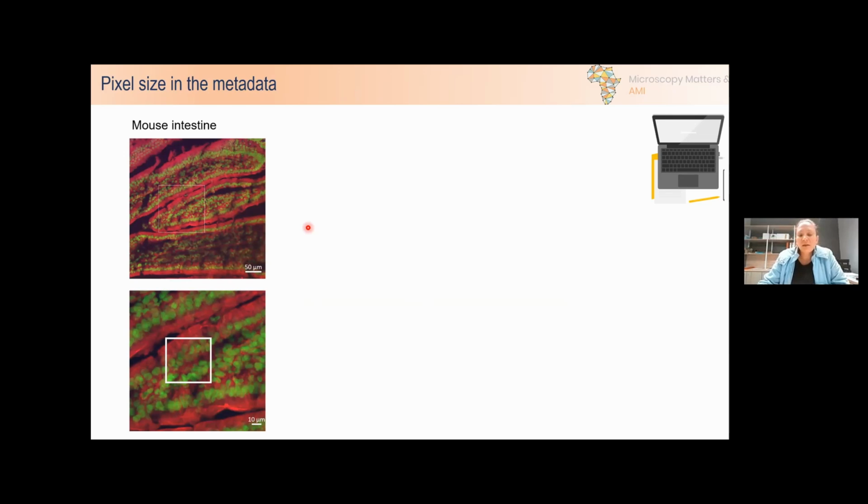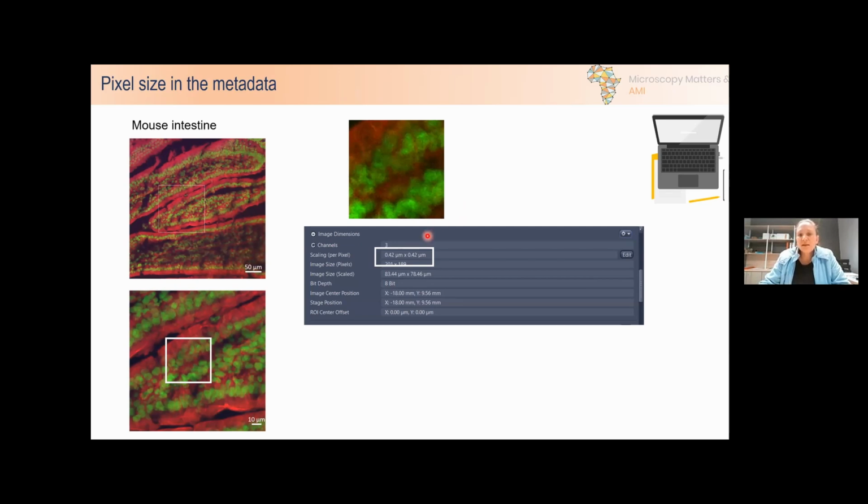Pixel size is something that affects the spatial resolution. Let's have a look at this example from the mouse intestine. If we zoom in on this area, you will see that this image becomes quite pixelated. If we look in the metadata of this image, you will see that the pixels are actually relatively large. This is 420 nanometers by 420 nanometers.